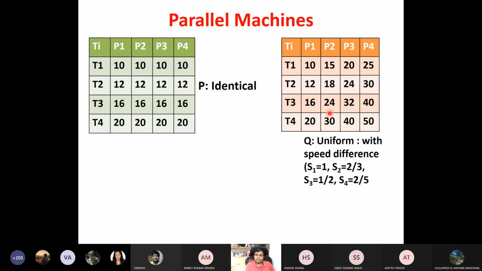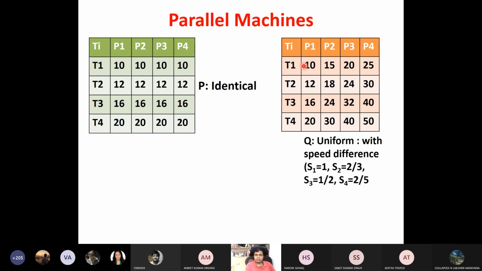In this example, speed S1 is equal to 1, speed S2 is equal to 2 by 3, speed S3 is equal to 1 by 2, and speed S4 is equal to 2 by 5. Based on speed, the execution time will get reflected. So T1 here takes 10 time units. If you run it on P4, it will take 25.